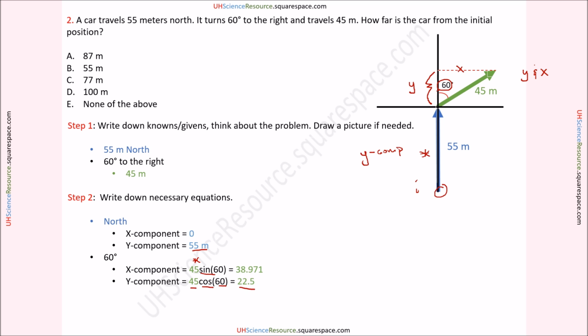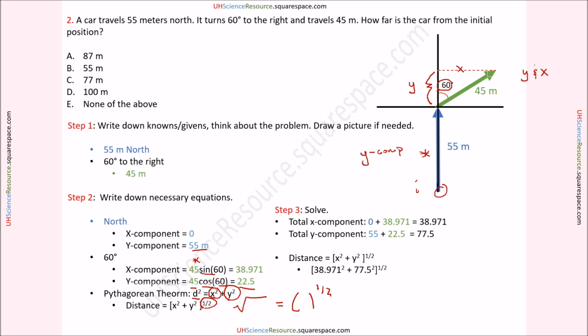Now, in order to figure out the distance, we're going to have to use the Pythagorean theorem, in which we add all the x components together and square it, add all the y components together and square it, and that's going to equal the distance squared. And we can find the distance by taking the square root of that, and that's given right here. So remember, square root can also be expressed as something to the 1/2 power. Okay, so let's go ahead and plug all our values in.